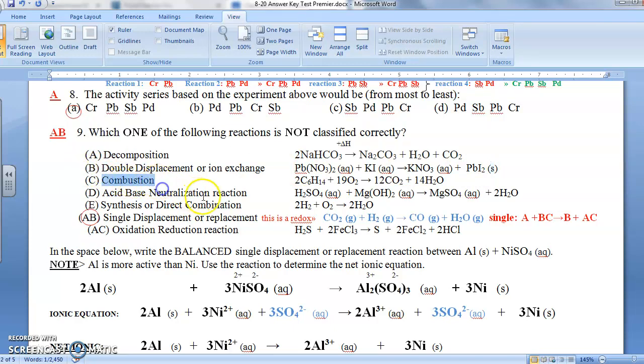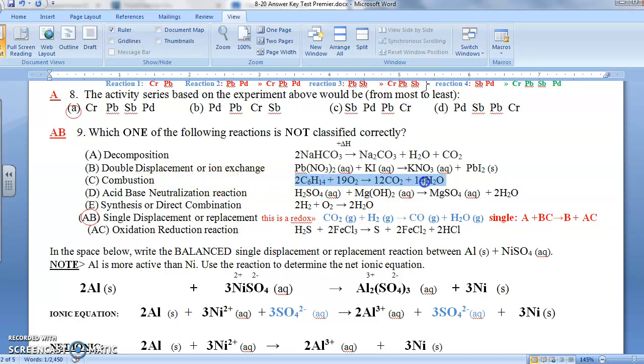Letter C is combustion. In a combustion reaction, this is the combustion of a hydrocarbon, carbons and hydrogens. Oxygen is our other reactant. In a combustion, things burn, you need oxygen. And when we're finished, we end up with CO2 and H2O. That's what we ended up with. This is a combustion reaction.